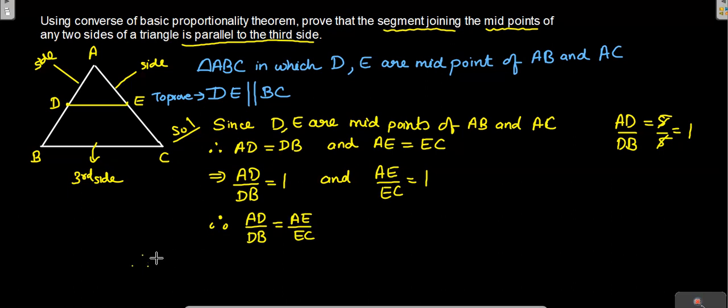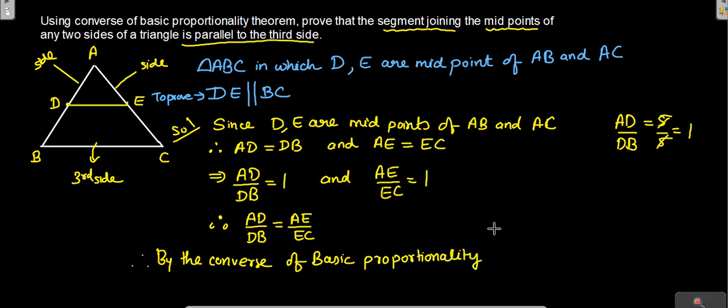So therefore, by the converse of the basic proportionality theorem, it is proved that DE is parallel to BC. Okay, thank you.